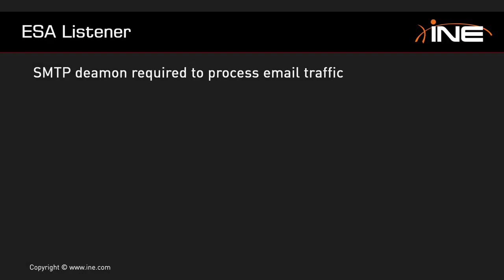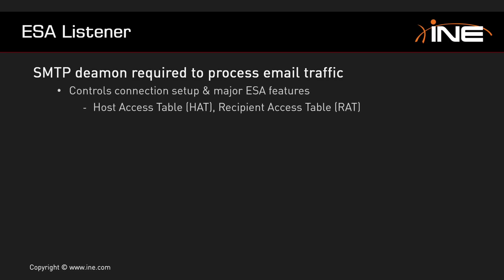One of the more important features of the ESA is called a listener. A listener on the ESA can be simply defined as an SMTP daemon which is running on a physical ESA's interface in order to process incoming and also possibly outgoing email communication. And the main function of a listener is going to be to control basic settings associated with the SMTP connection.